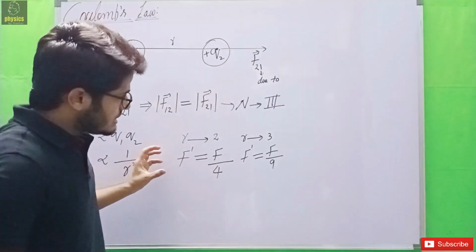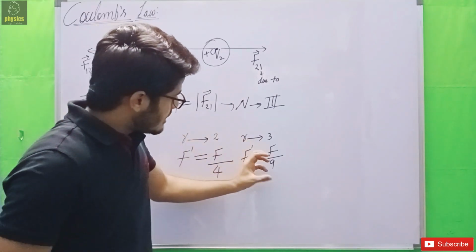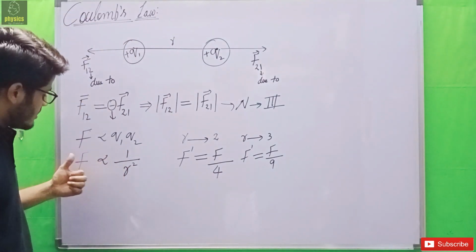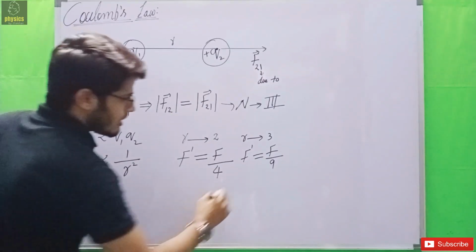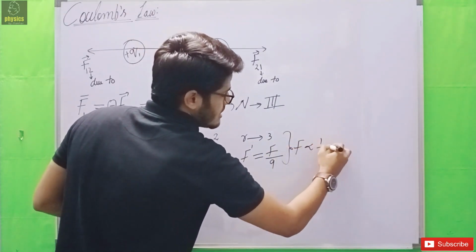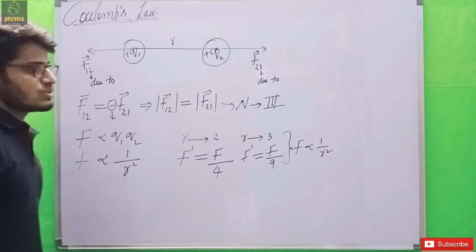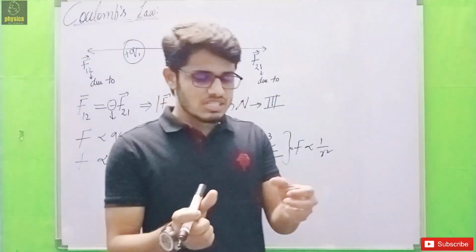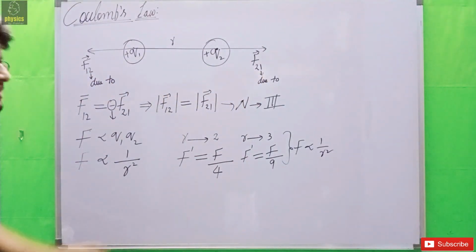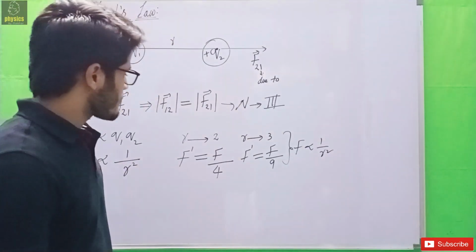So you are seeing some kind of pattern in here. This pattern is nothing but the inverse square law. The relation between F and R is that F is inversely proportional to 1 over the distance square, the square of the distance between the particles. So this is called the inverse square law. The same is true for the gravitational force also.